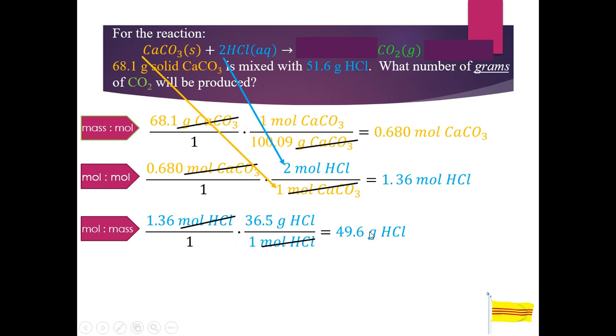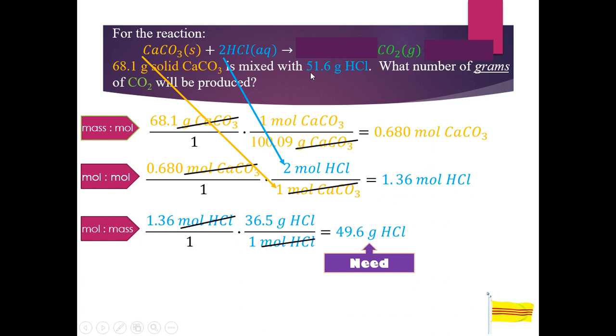You just found that for every 68.1 grams of calcium carbonate, you need 49.6 grams of hydrochloric acid. But if you read the problem, though, it gives you 51.6 grams of hydrochloric acid. So without overcomplicating it, this is how much you need, which is 49.6 grams of hydrochloric acid. But the problem gives you more than what you need.